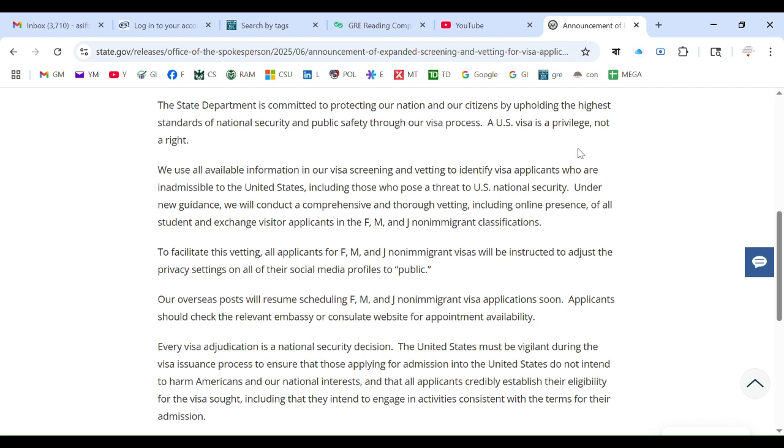So you have to be mindful of whatever you post on your social media profile, so that your image is in such a state that your visa interview goes along nicely. That is what my message is. I hope you understand the importance of this announcement.